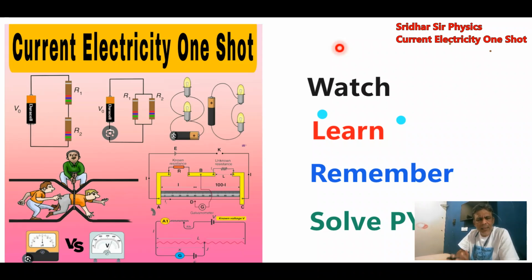Good morning, kids. We are going to discuss the current electricity one shot. The one very fundamental chapter, very important for JEE Mains and JEE Advanced. For JEE Mains, two questions compulsory in every shift, and for Advanced, two questions and mixed concept.